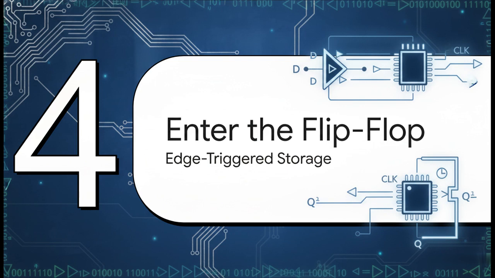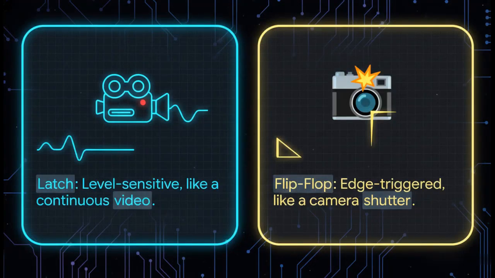Enter the flip-flop. This is probably the most important distinction to remember in digital design. If a latch is like a continuous video recording, a flip-flop is a high-speed camera shutter. It is edge-triggered. It doesn't care at all how long the clock signal is high or low. It only snaps a crisp, single photo of the data at the precise millisecond the clock signal transitions from 0 to 1 or 1 to 0. Everywhere between those edges, the output is locked tight.